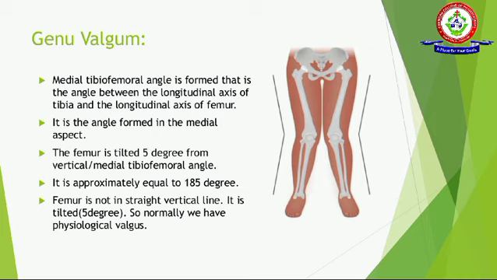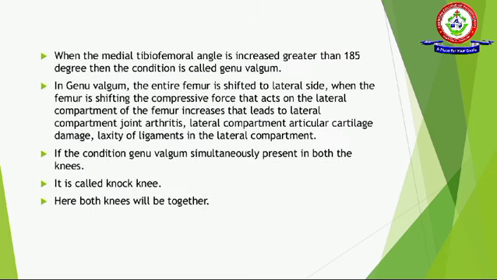Femur is not in a straight vertical line. It is tilted. So, normally we have physiological valgus. When the medial tibiofemoral angle is increased greater than 185 degree, then the condition is called genu valgum. In genu valgum, the entire femur is shifted to lateral side. The condition genu valgum is simultaneously present in both the knees. So, it is called knock knee. Here, both the knees will be together.